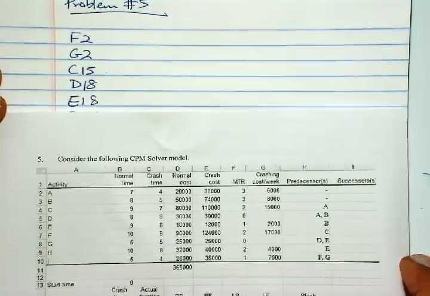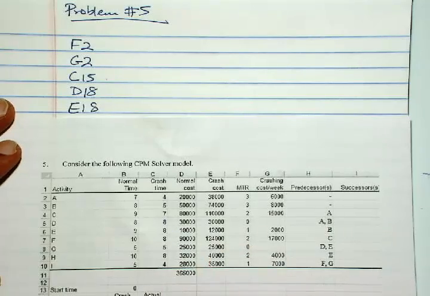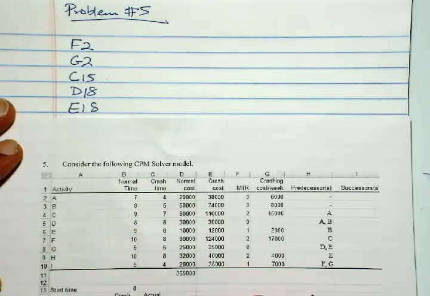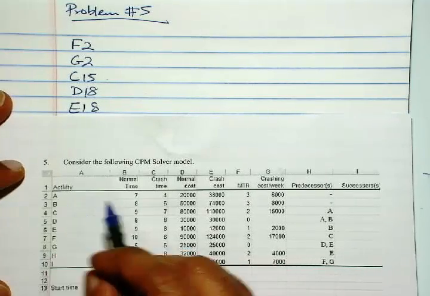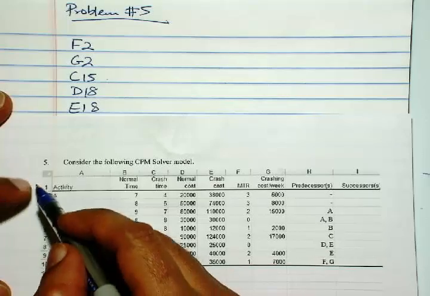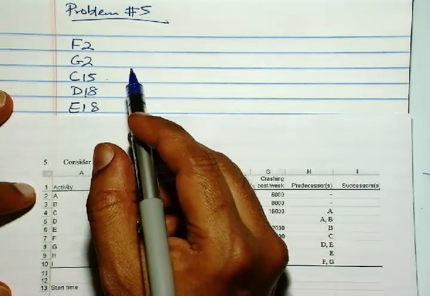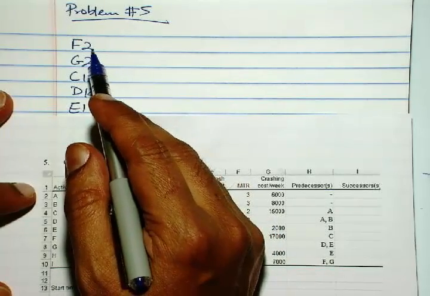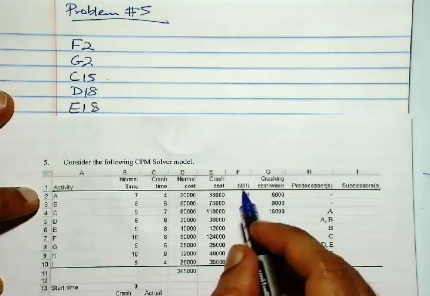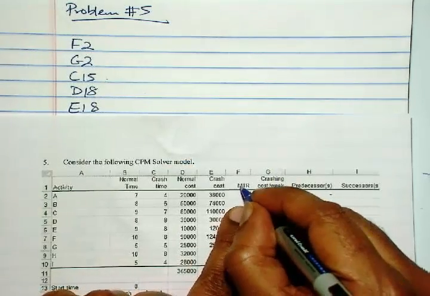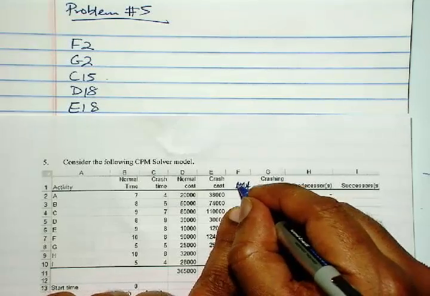Next is problem number 5, and this is the solver model for CPM, and here is the Excel data. So we have the rows here and the columns here, and we need to come up with the formulas for the given cell addresses. So first is F2, and this, by the way, is MCA, maximum crashing allowed.